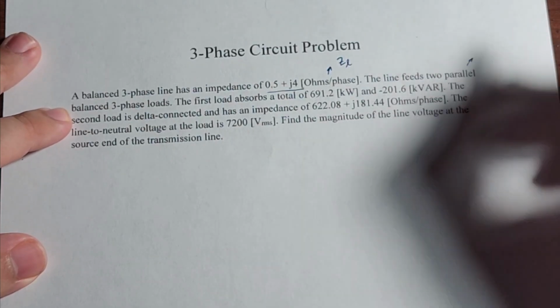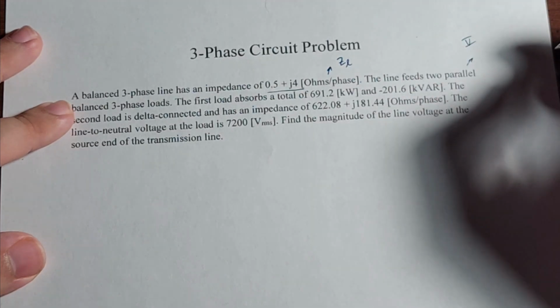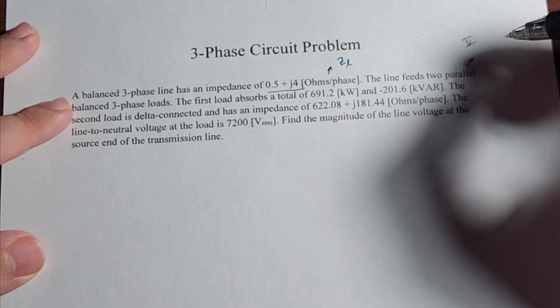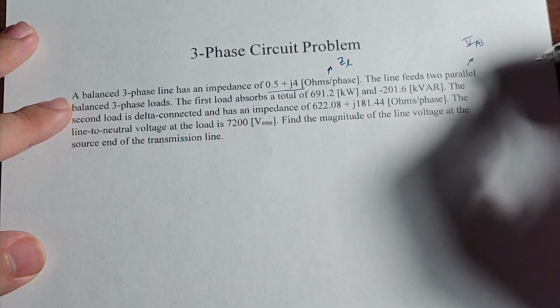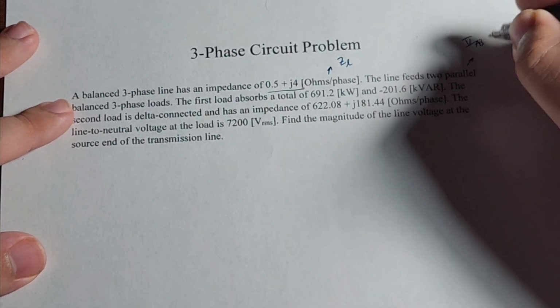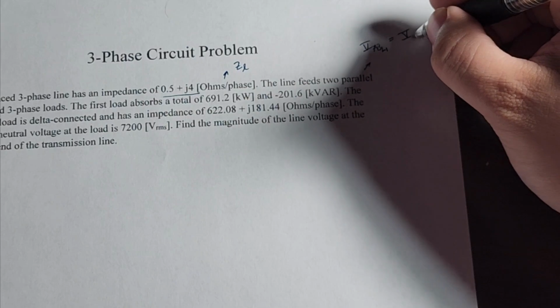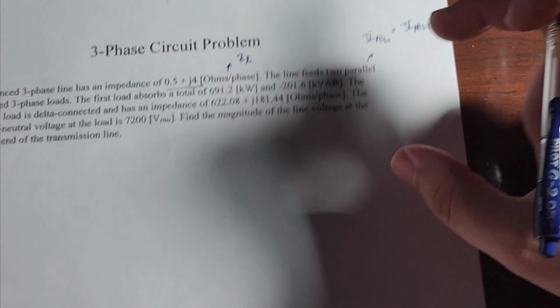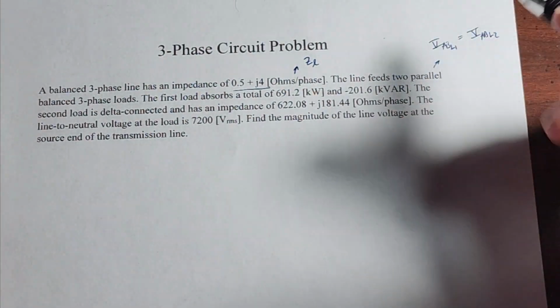They're in parallel. What do we know about parallel? Well, we know that the voltage across the lines are going to be the same. So VAB for load 1 is equal to VAB for load 2, because they're on the same nodes or same lines. And whenever I draw this, it'll make more sense.